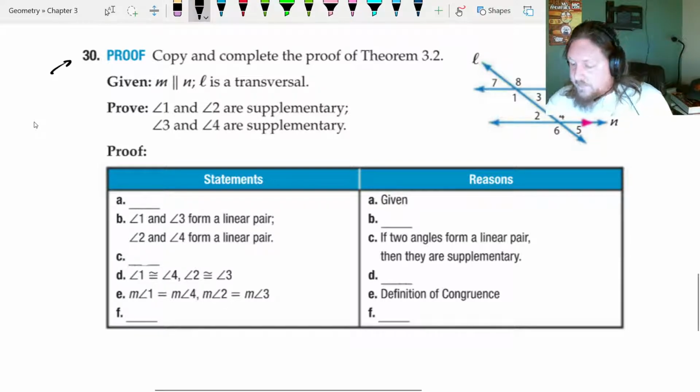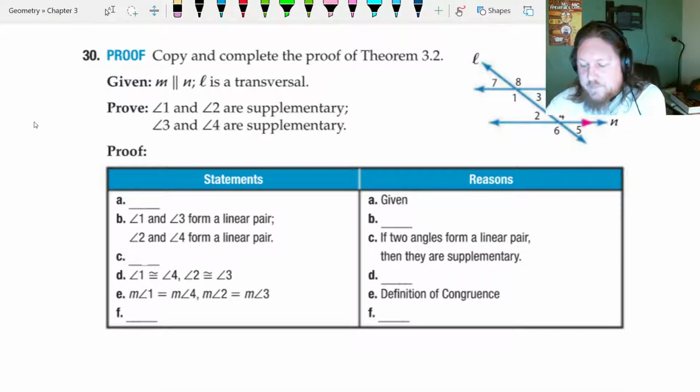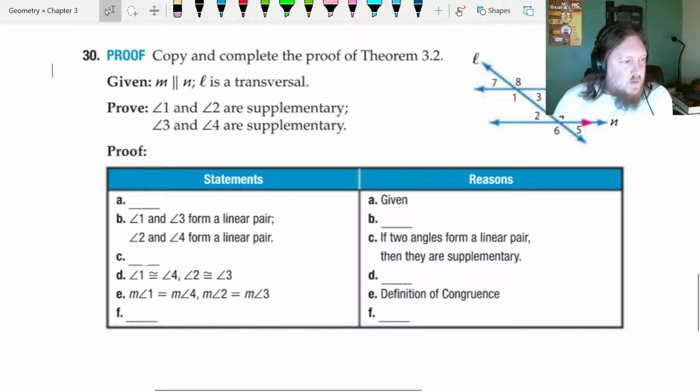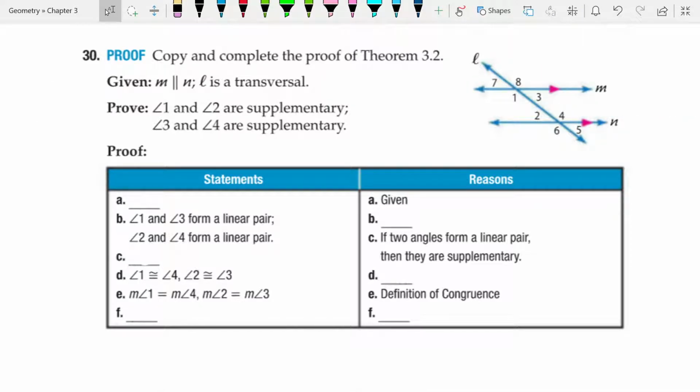Number 30. We're going to copy and complete the proof. Basically, the idea is I'm given some stuff, I'm told what to prove, and I've got some incomplete steps along the way. I'm, of course, going to use this diagram on the right, so let's go ahead and check to see what's going on here.